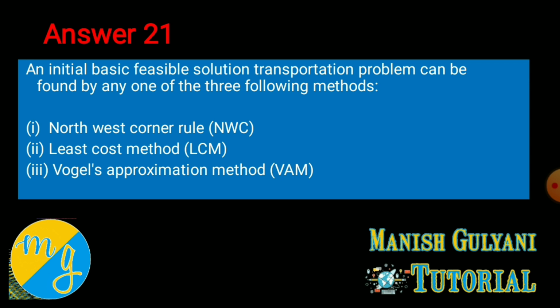So there are mainly three methods: northwest corner method, least cost method, and Vogel's approximation method. If nothing is mentioned related to method, then always use the VAM method. Now, what are the steps of NWCM, least cost method, and Vogel's approximation method?